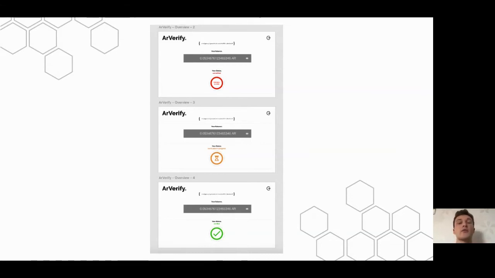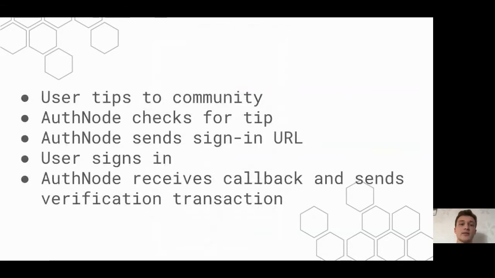And the current verification process is with a Google sign-in, but there will be more features for signing in with multiple accounts to really increase the trust that this user really is a human and not any spam email or something else. So how's the whole workflow?